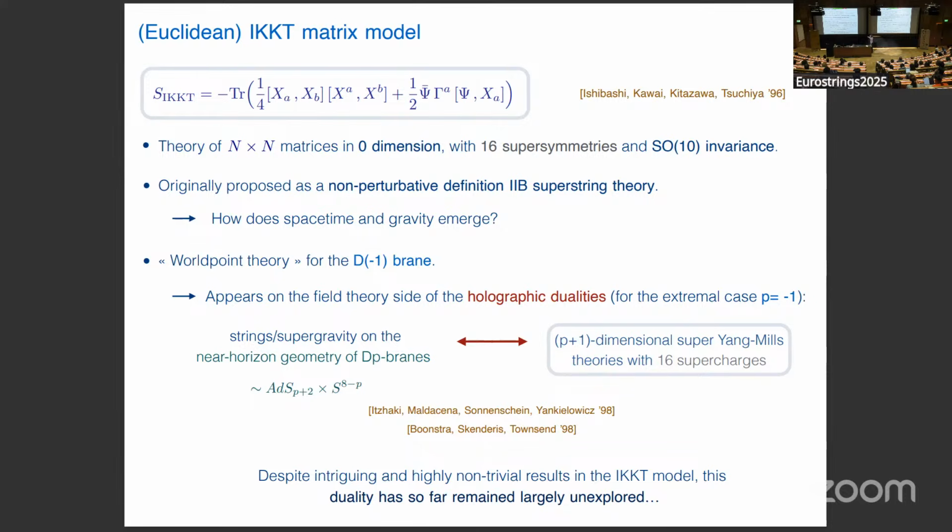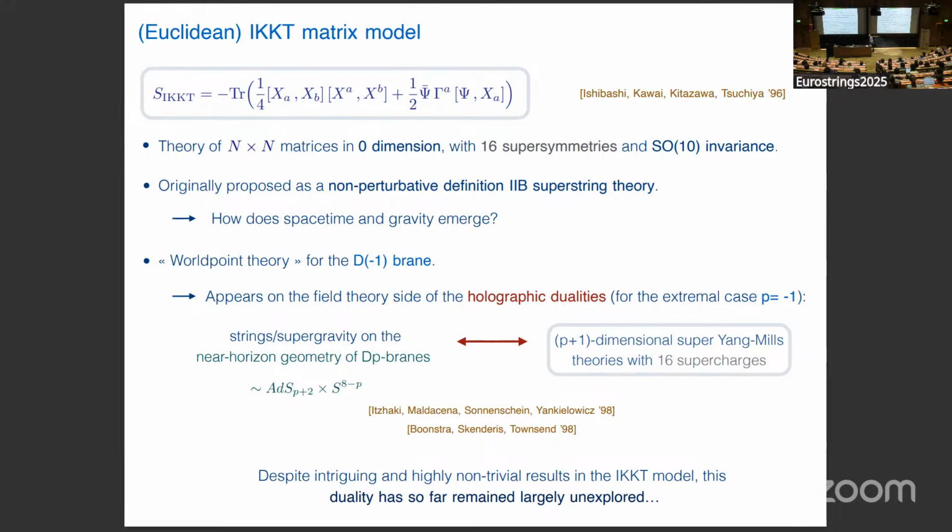So the action is given by the following formula and involves 10 bosonic matrices, which I call X here. The index A runs from 1 to 10, which transforms in the vector representation of SO(10), and 16 fermionic matrices psi, which transform in the spinorial representation of SO(10). Here I don't write explicitly the spinor index on the matrices. This model was originally proposed a long time ago by Ishibashi, Kawai, Kitazawa, and Tsuchiya as a non-perturbative definition of type IIB string theory.